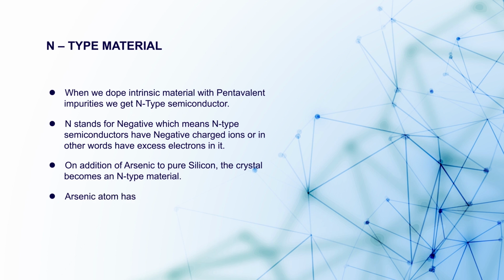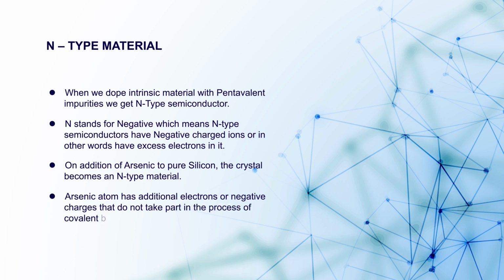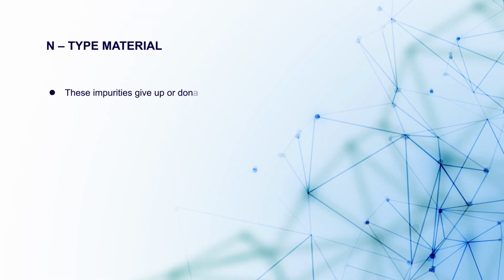Arsenic atom has additional electrons or negative charges that do not take part in the process of covalent bonding. So, the electrons which do not take part in the covalent bonding are free to move and they are eager to recombine with any free holes or positive ions. So, in this way n-type material is formed. These impurities give up or donate one electron to the crystal and they are referred to as donor impurities.